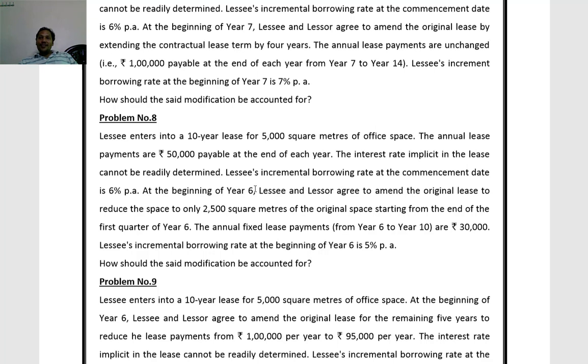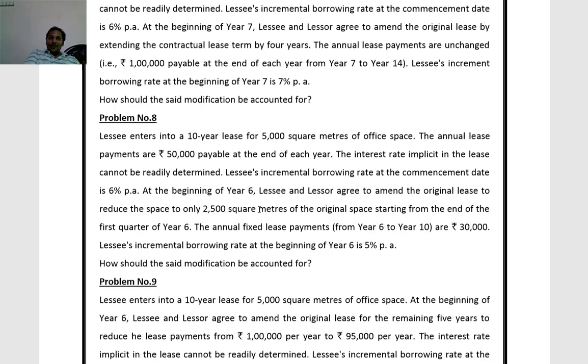At the beginning of year 6, lessee and lessor agreed to amend the original lease to reduce the space to only 2,500 square meters. The initial lease is for 5,000 square meters. Now it is reduced to 2,500 square meters. So 5,000 minus 2,500, that is a decrease of 2,500. Decrease as a percentage, 50%.